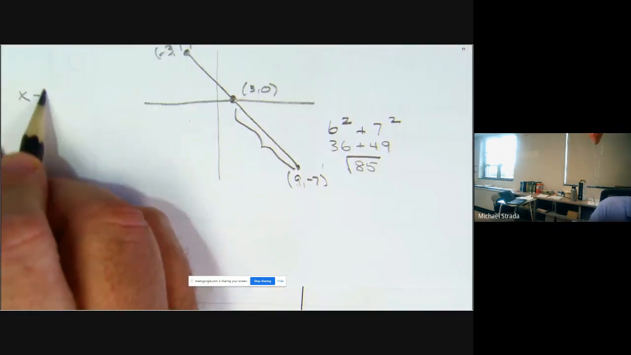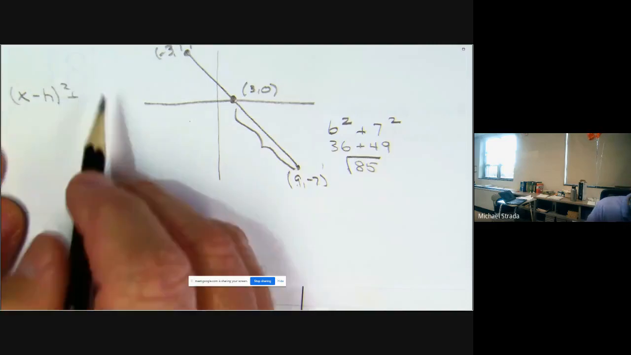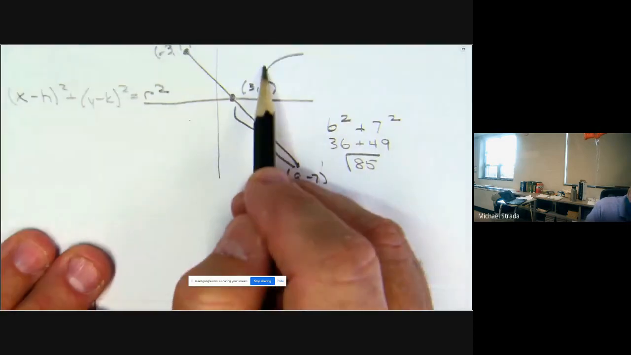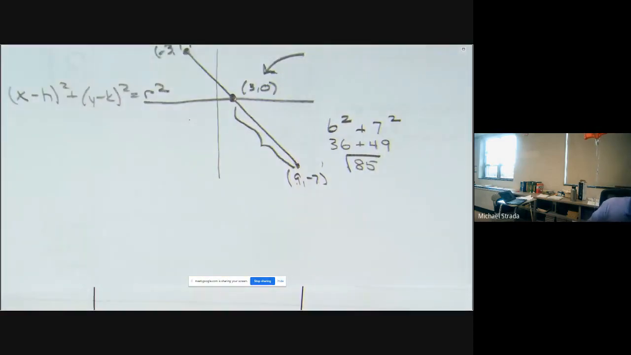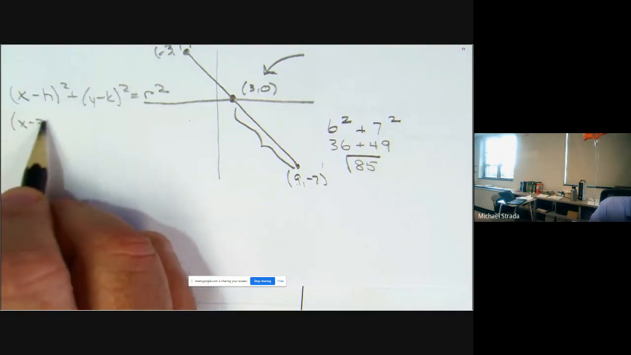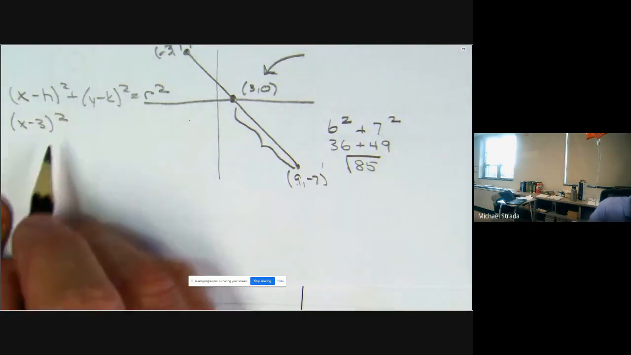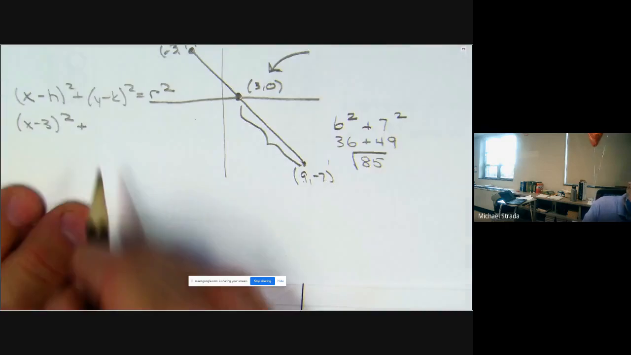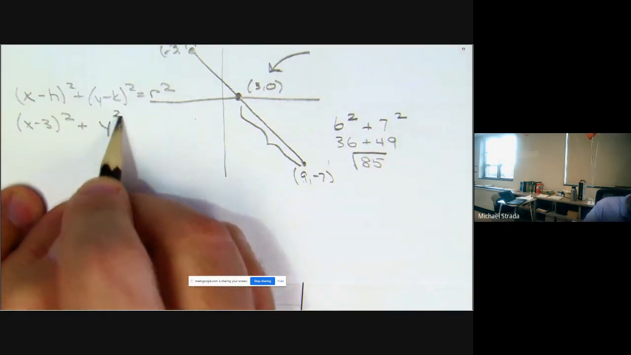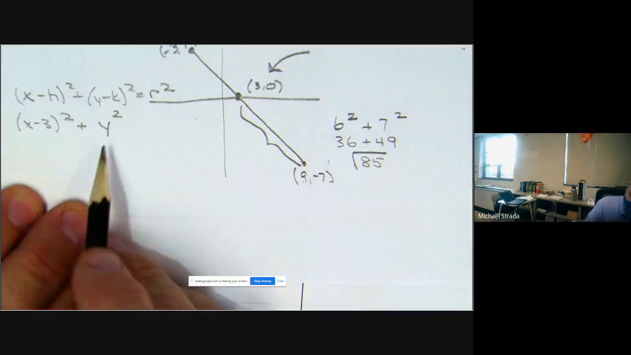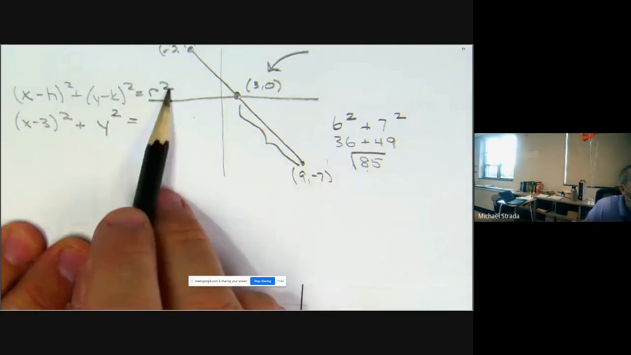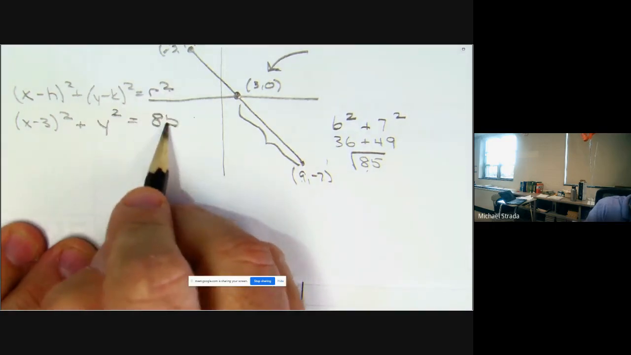Now, last bit of things for the day. (x - h)² + (y - k)² = r². Here's my center. What's the x coordinate of the center? So this becomes (x - 3)². Plus, what is the y coordinate of the center? 0. So you can either write it as (y - 0)² or just y². If you see the variable without the number, what do you assume the coordinate is? 0. Equals, and when I plug in the square root of 85 and square it, what are they going to do to each other? And I get 85.